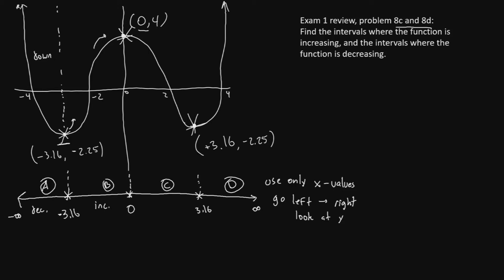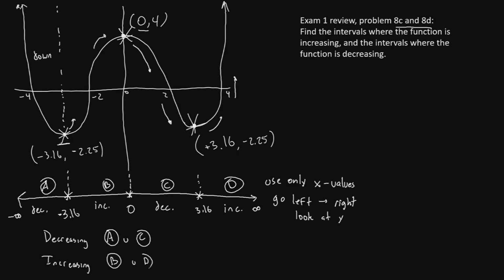Now for region C, which starts at 0 and ends at 3.16, as we go from left to right, we are moving downward. So we will say this is also decreasing. And then for region D, as we go from 3.16 and go off to the right toward infinity, we can see that our line is moving upward as we go from left to right. So that will be increasing. So our decreasing intervals are going to be region A union region C. And our increasing intervals are going to be region B union region D.